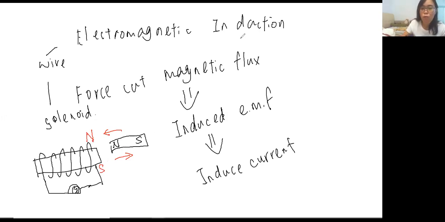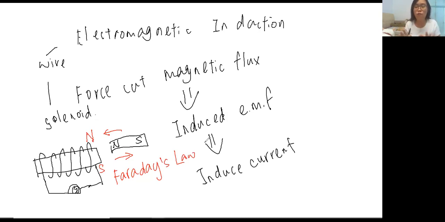Then after that, we have one more law we call Faraday's law. Faraday's law tells you that the magnitude of the induced current is directly proportional to the rate of change of the magnetic flux. It means that if the change of the magnetic flux increases, the induced current also will increase.